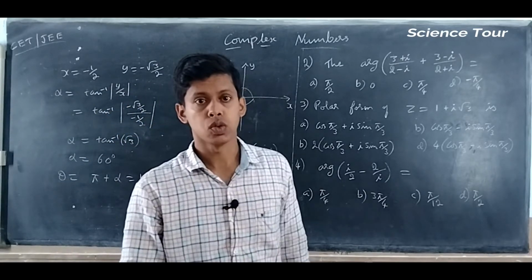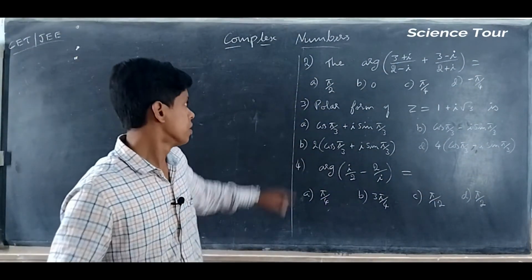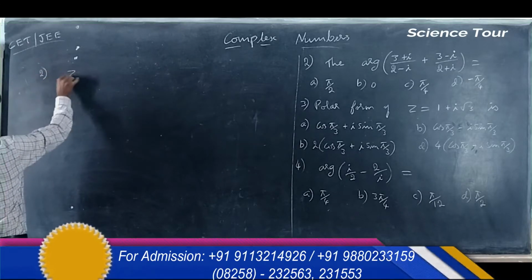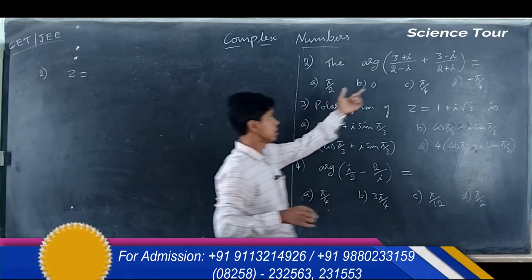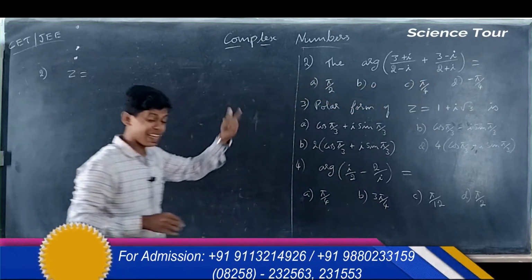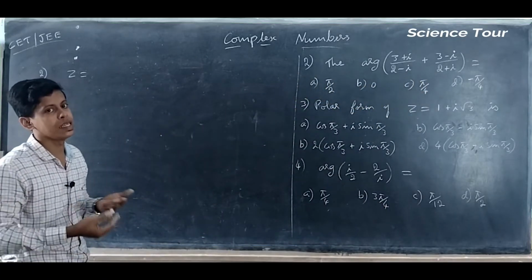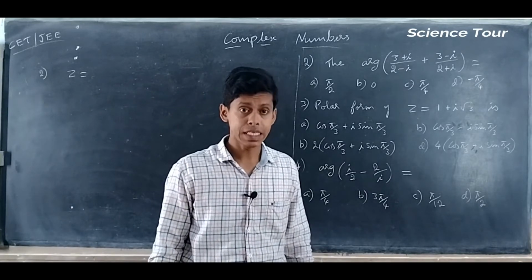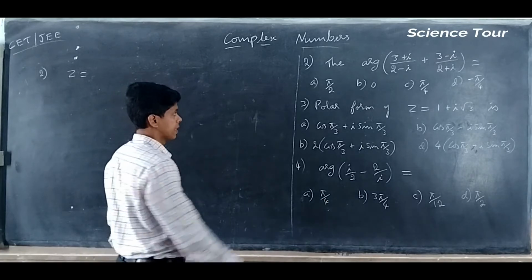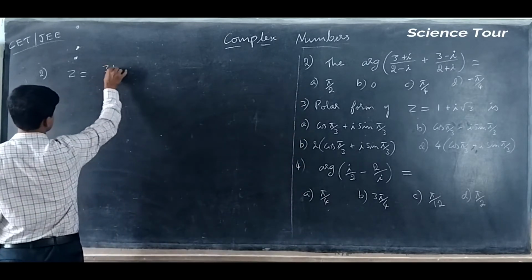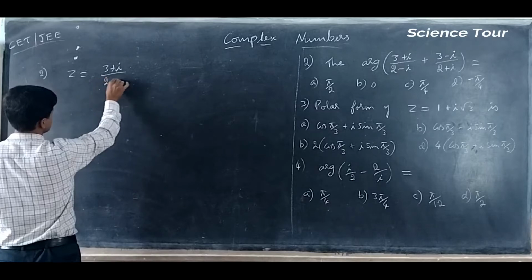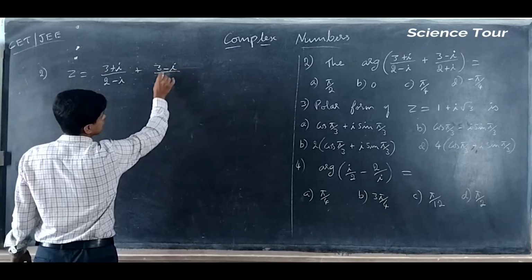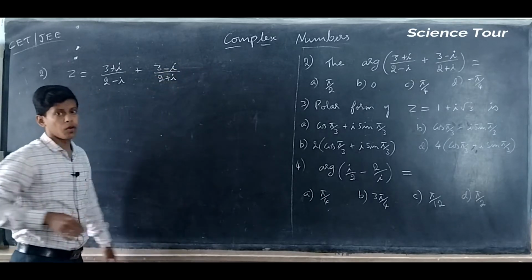Well, so let's go to the second problem. The second problem here, the argument again. So we have to find the argument. I'll take this quantity as z, and then write it in the standard form of a plus ib, or x plus iy, and then we can find the value of theta. That is the meaning of argument, right? So let me write it as 3 plus i divided by 2 minus i, and then 3 minus i divided by 2 plus i.